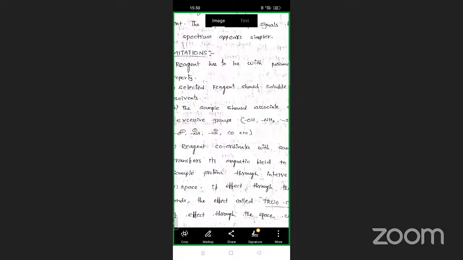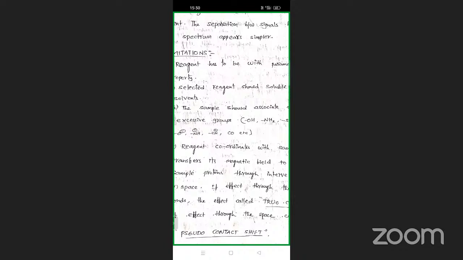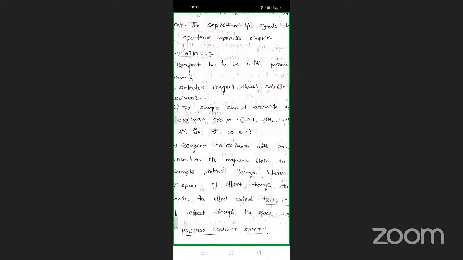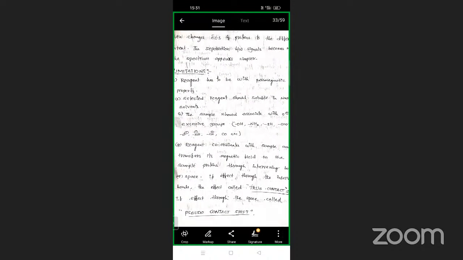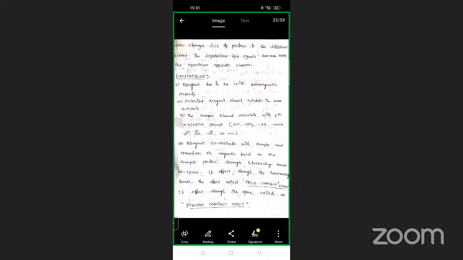Then there is no contact of your compound with your reagent, so no transferring of the precession frequencies. So that spectra will not become simpler, right? So the limitation for using this lanthanide shift reagent is that your sample must carry all these listed groups here, and the reagent coordinates with the sample and transfers its magnetic field to the sample protons through intervening bonds or the space.